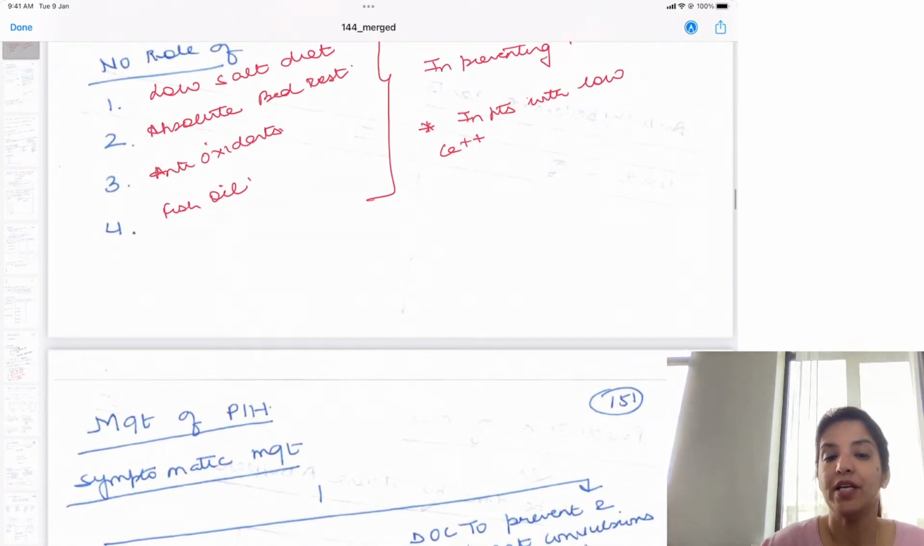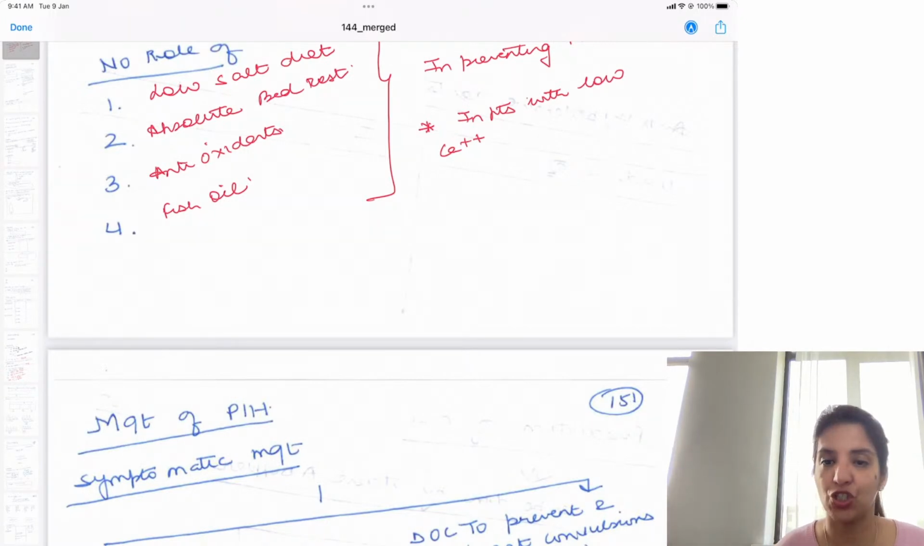Dr. Tamil, see, I am teaching PIH in short. So if you don't know anything about PIH, if you want to revise your concepts, these are the most important points on PIH. This is the crux of PIH. Most of the time questions come from what I am teaching.